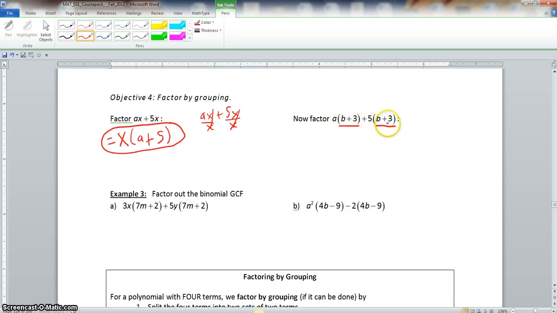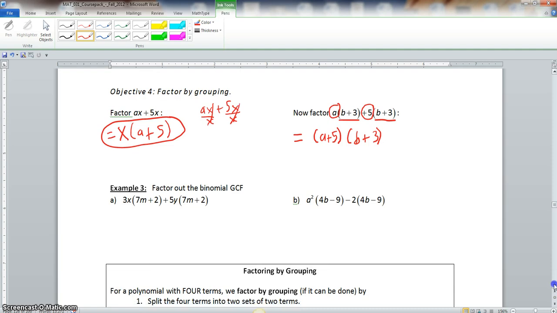When both of these terms have something in common here, and I'm talking about the parentheses, you will write down just one of the matching parentheses. So we have b plus 3. Okay, now we will have another parenthesis. That other parenthesis would be everything else that's on the outside of those two matching parentheses. So in the other parenthesis, we'll have a plus 5. And it doesn't matter which one you write first. So our final answer here is a plus 5 times the parenthesis b plus 3.